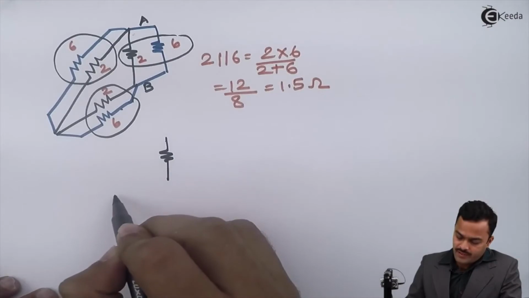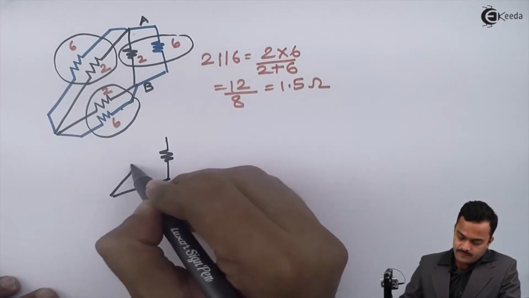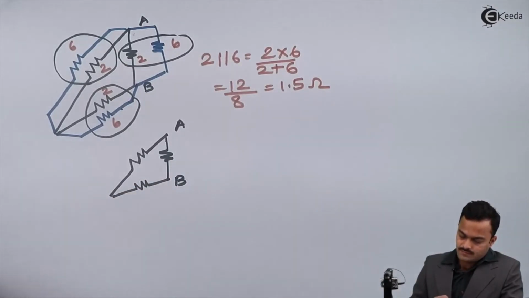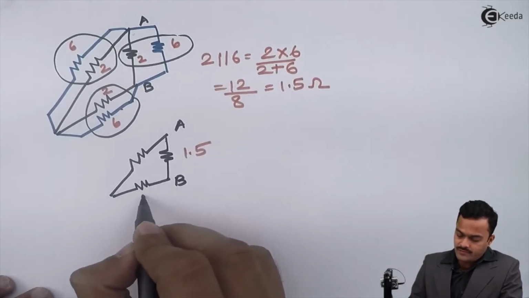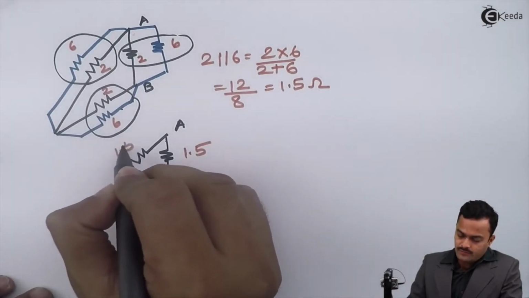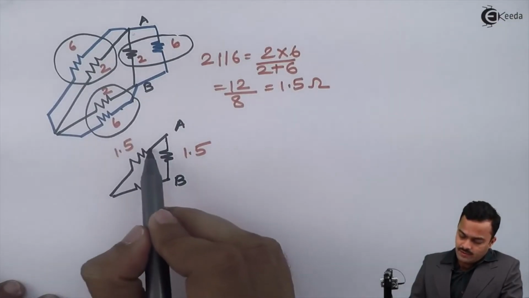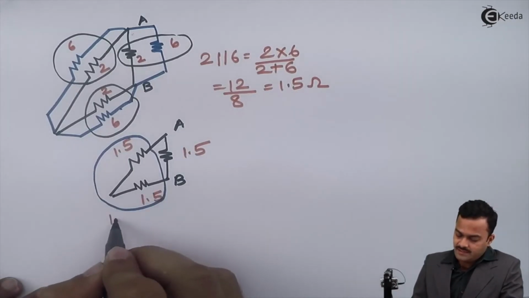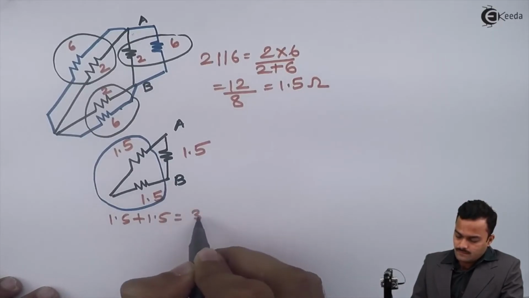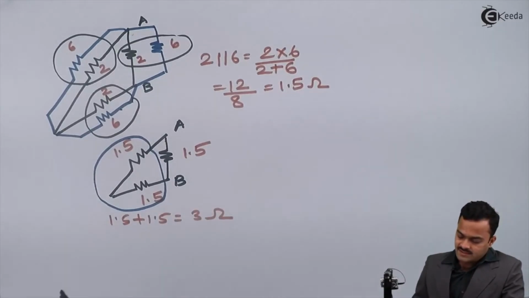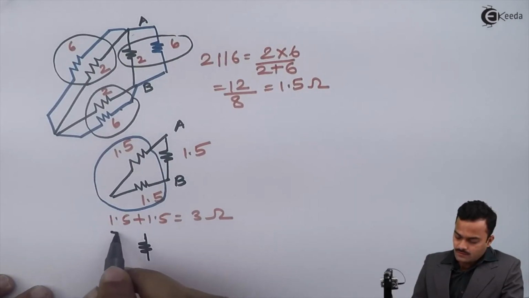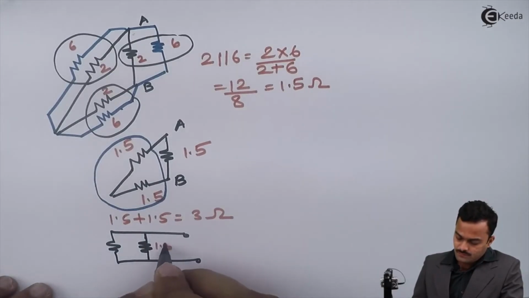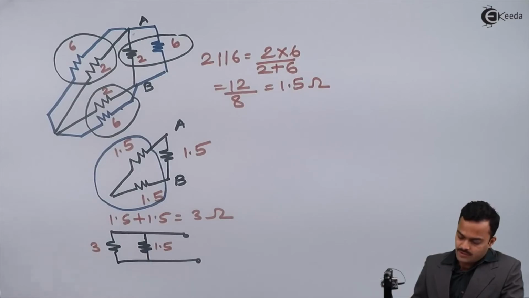So this will give you 1.5, another 1.5, third value 1.5. These are the points A and B. So I'll write the values 1.5, 1.5, 1.5. Now it becomes very easy. 1.5 comes in series with this 1.5. So the answer will be 3. And finally, this 3 ohm will come in parallel with 1.5. These are the points A and B.